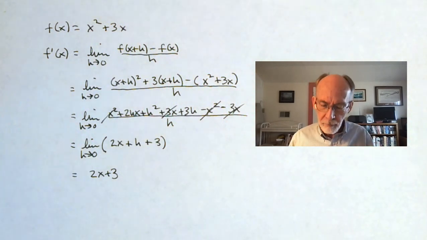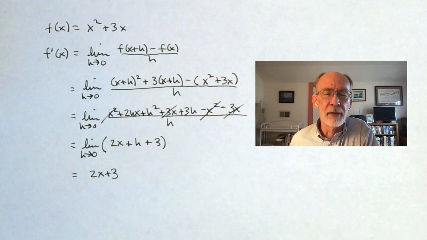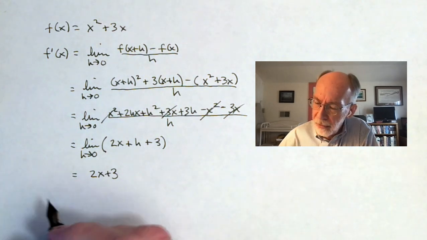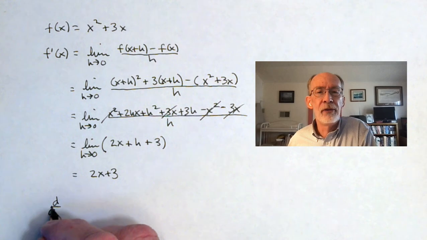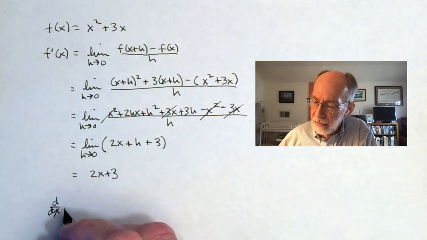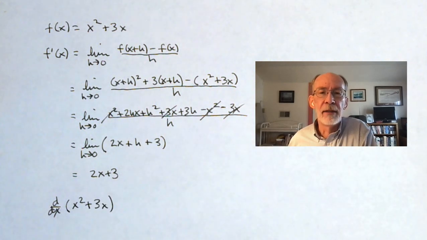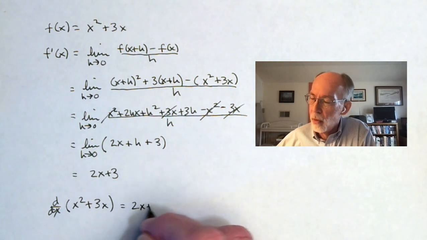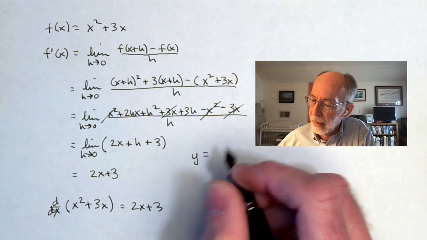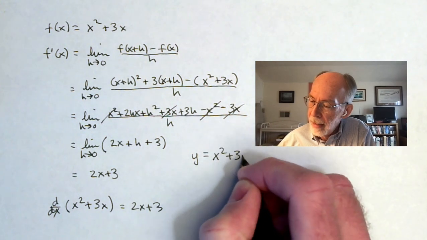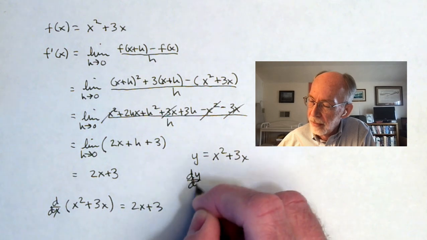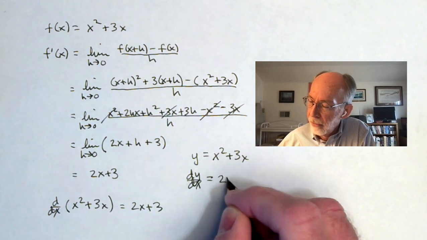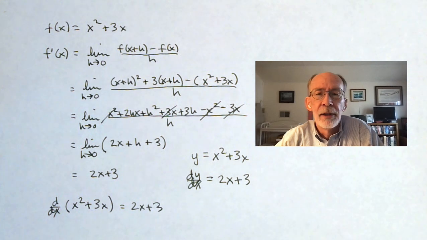Just for the record, there are other notations for derivatives, and here's one of them that you see fairly commonly, and that is this d dx notation. You stick it in front of your function, and that is understood to mean the derivative with respect to x of this thing, which, as we said, was 2x plus 3. Or you might say y equals x squared plus 3x. And then dy dx, the derivative of y with respect to x, is 2x plus 3. There are other notations that you don't see very often. These are the more common ones.